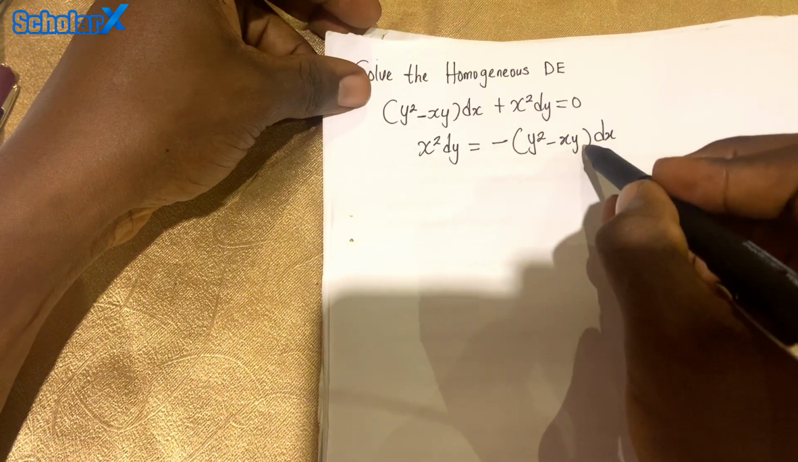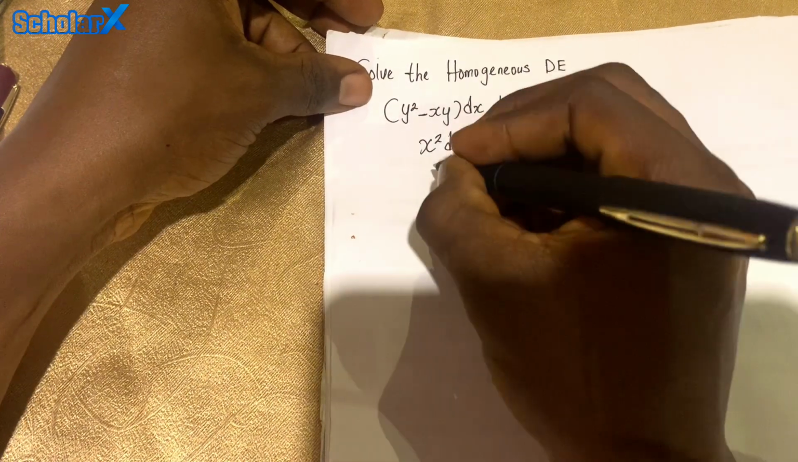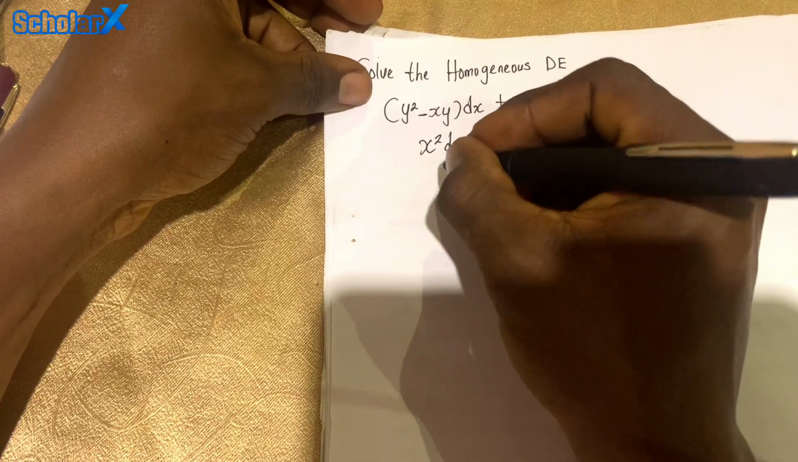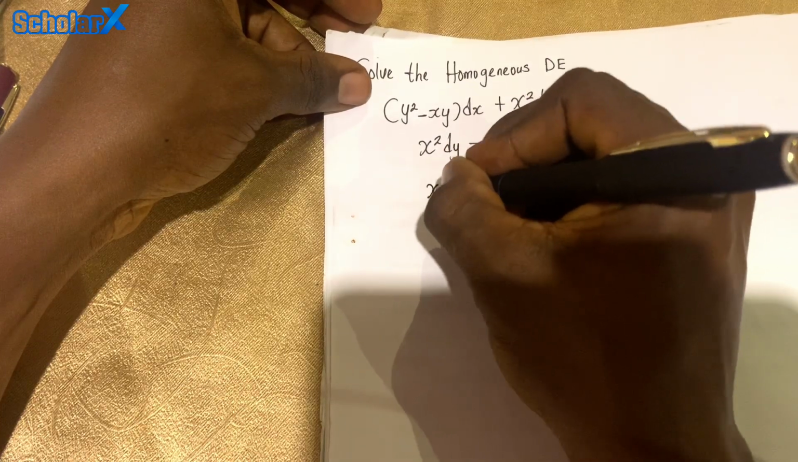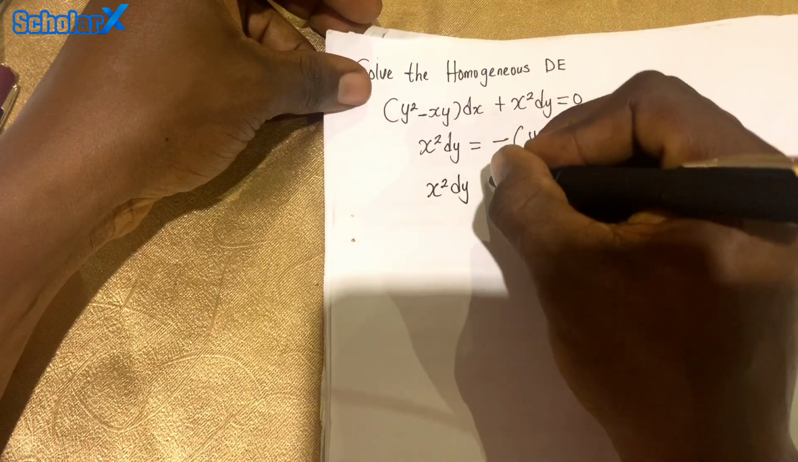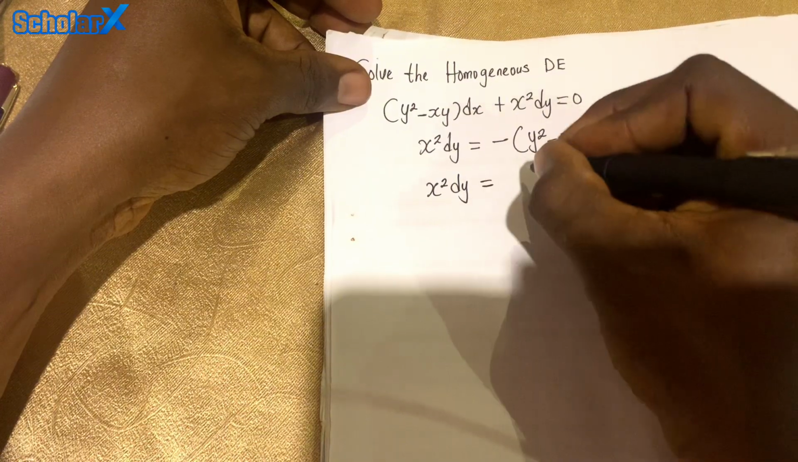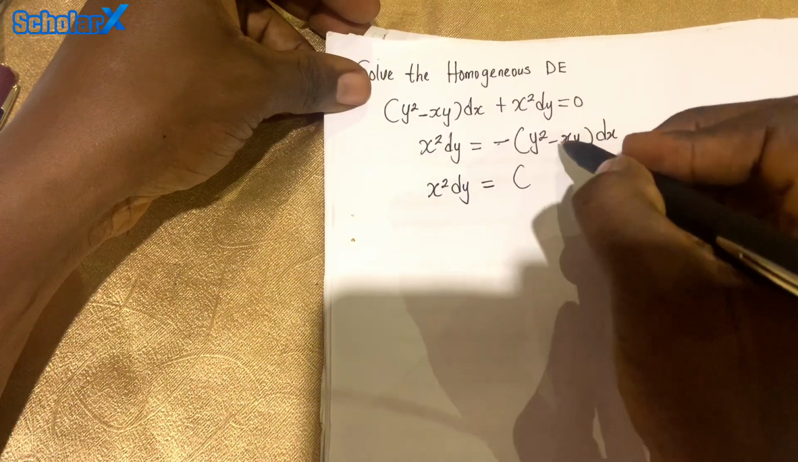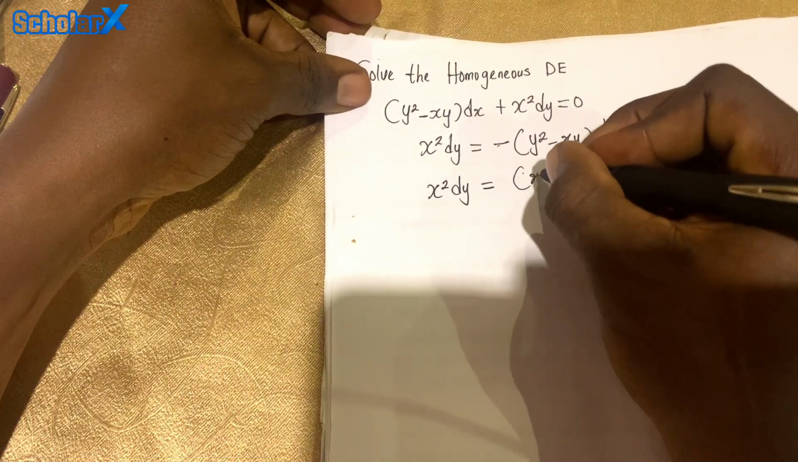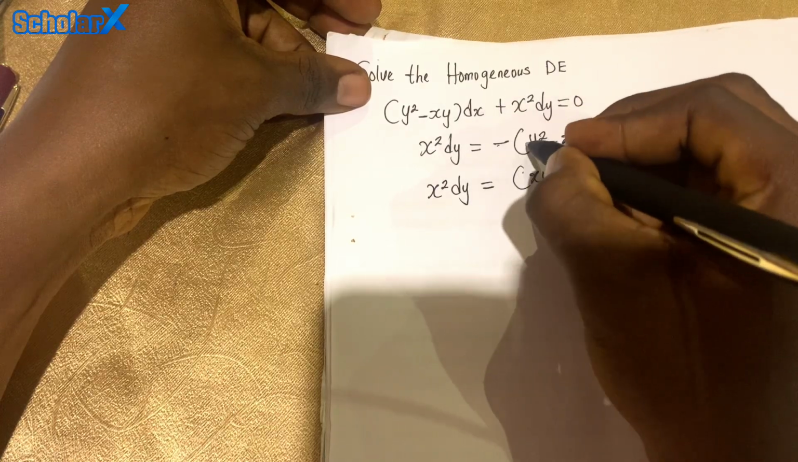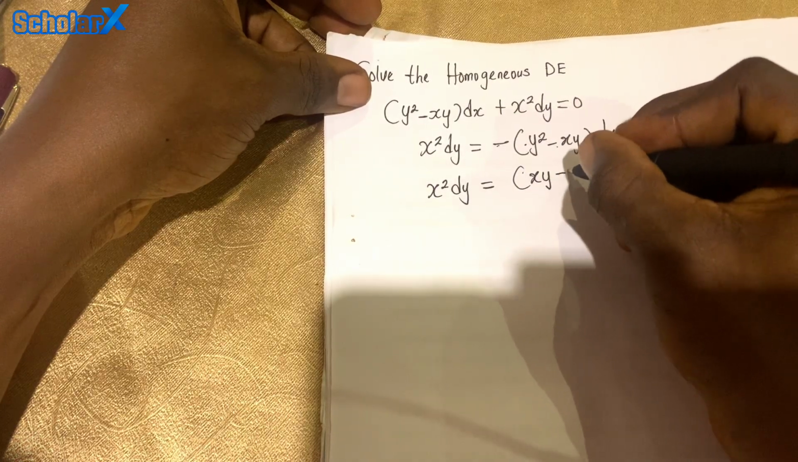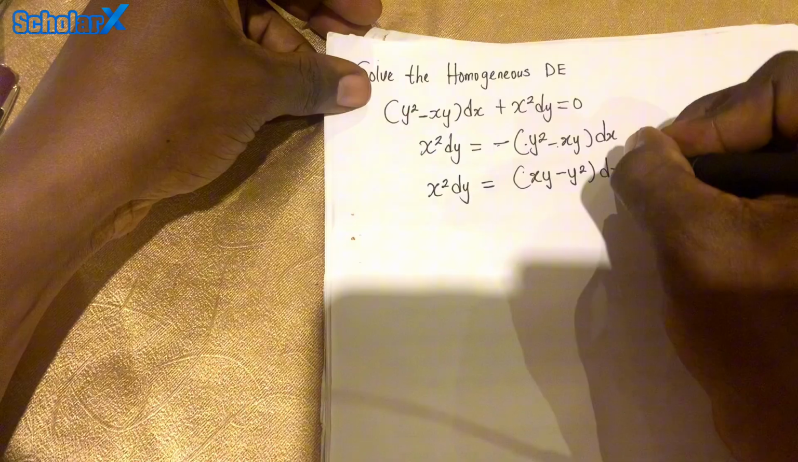So now this minus is going to open the bracket. When this minus opens this, it becomes x² dy equals, now this minus affects this, it becomes plus, so this is going to be plus xy. When this minus affects this, it becomes minus y², all dx.